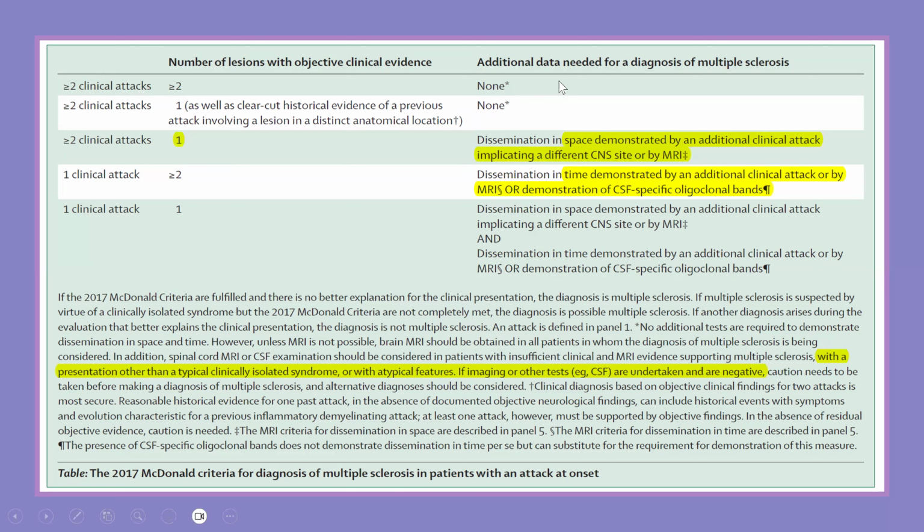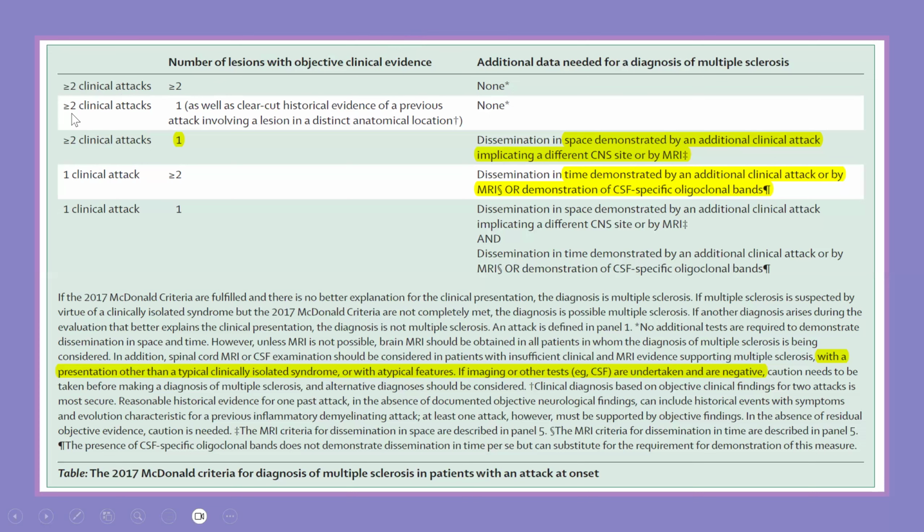So we have here the number of the clinical attacks. We have the number of lesions with objective clinical evidence, meaning, for example, if the patient has sensory symptoms in the left upper limb, the MRI feature showed a definite lesion in the right parietal, explaining the symptoms. Okay, what about if we have two or more clinical attacks with two or more lesions explaining these attacks? We don't need any additional information to diagnose multiple sclerosis.